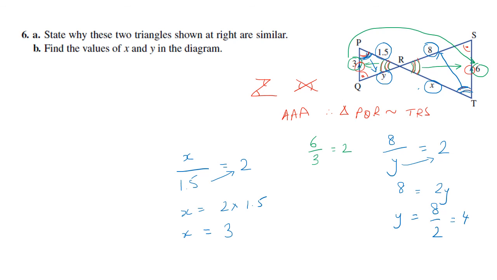And we can check that. 1.5 times 2 will give us 3. 4 times 2 will give us 8. And 3 times 2 will give us 6.